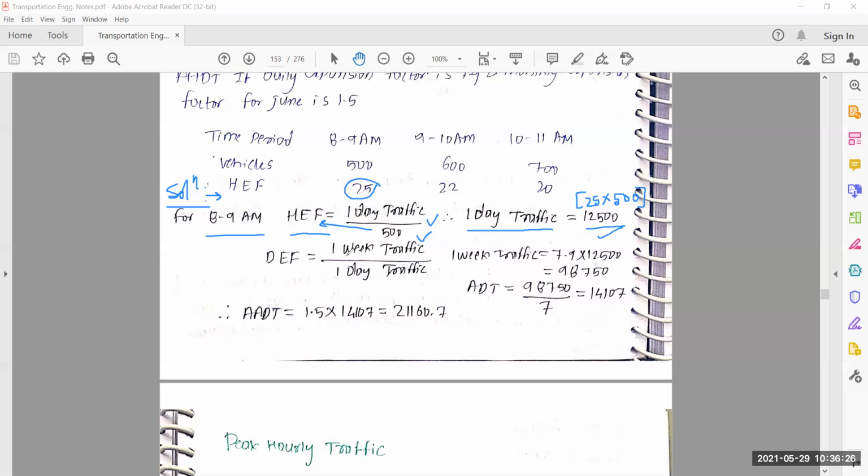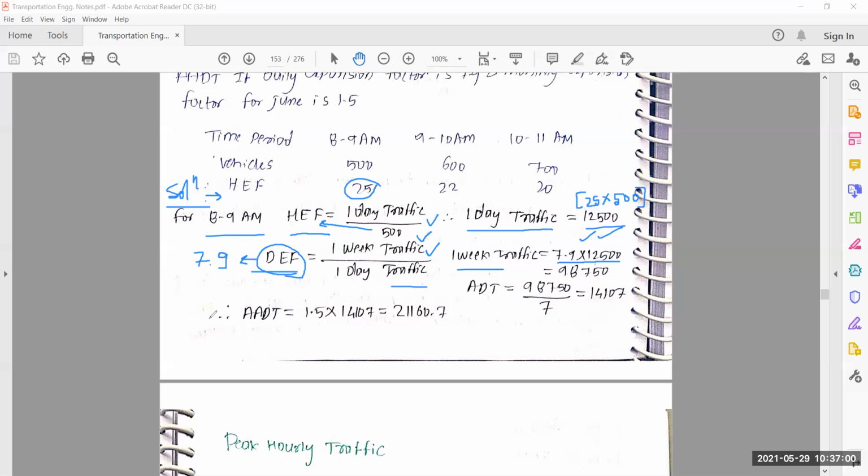Now we use the daily expansion factor. Daily expansion factor is equal to 1 week traffic divided by 1 day traffic. Also, 1 day traffic will be known to us. It will be 12,500. That means 1 week traffic is equal to 7.9 into 12,500. Daily expansion factor is given in the question, which is 7.9.